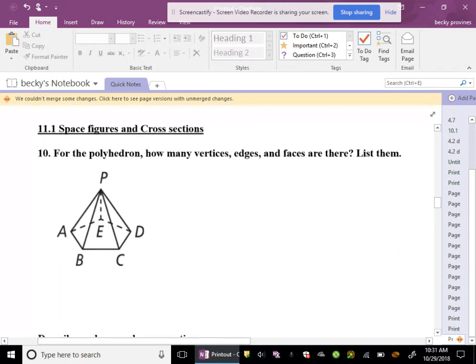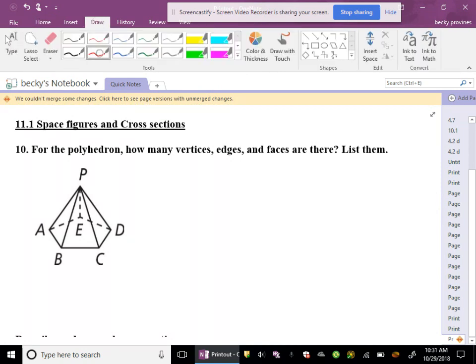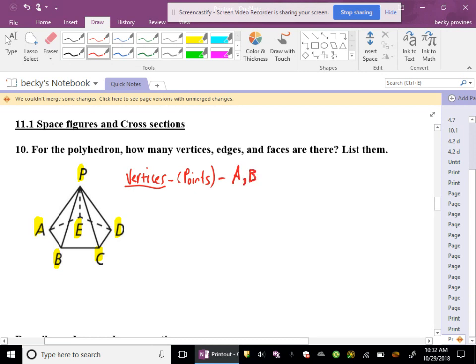Okay, so next part. You're going to label the vertices, the edges, and the faces. Okay, so these are just vocab words you need to know, and if you're afraid you're going to forget these vocab words, this is something you can put on your index card. So the vertices, guys, these are points. So how many points do you see on here? Hopefully you're saying, I see 1, 2, 3, 4, 5, 6, and you're going to list them. So it's A, B, C, D, E, and P.